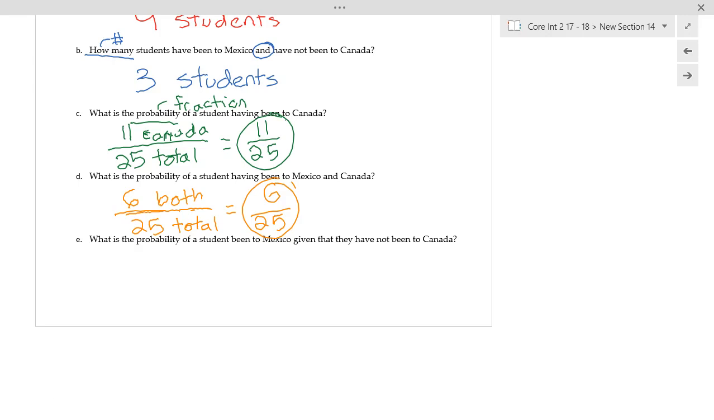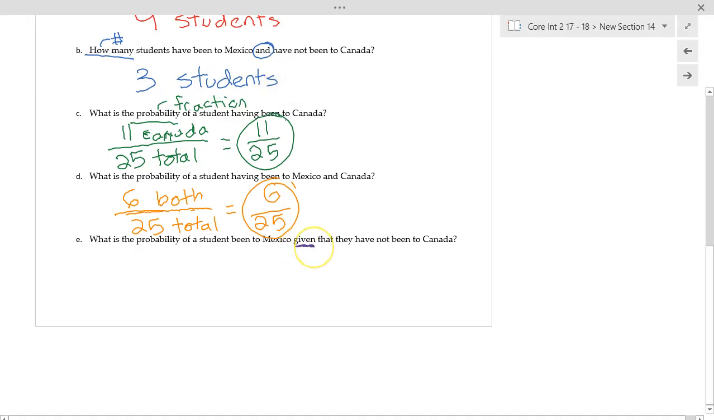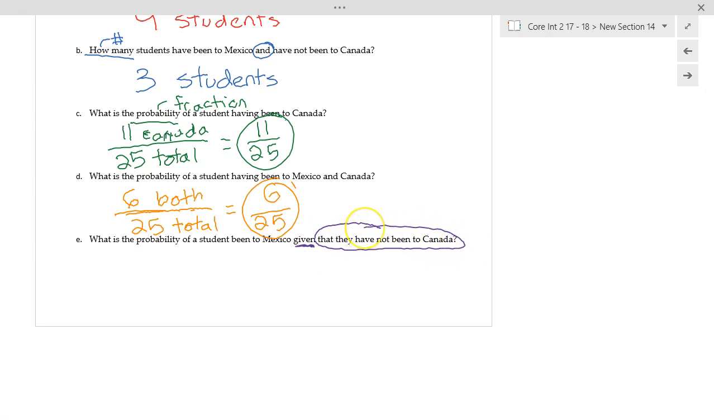What is the probability of a student having been to Mexico given that they have not been to Canada? So, this word given is important. I'm going to circle what comes after the given. I already know that they have not been to Canada. So we only look at no Canada.